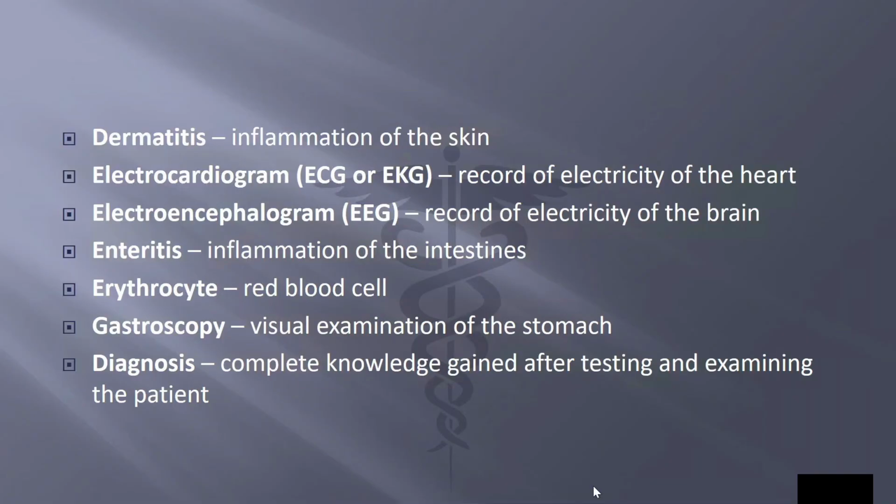Our next combining form, we have erythro, which means red. So erythrocyte tells us cyte means cell. Erythrocytes are red blood cells.